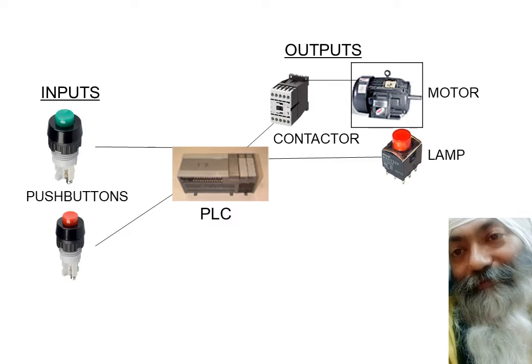So as you can see, it's very simple. You have a PLC and you can have inputs in the form of push buttons. You can have output in the form of a contactor, and that contactor is further driving a motor, or it can be directly connected to a lamp. So this is a very self-explanatory figure which you can see and have an idea how the PLC is used to connect itself to the various field inputs or field devices.